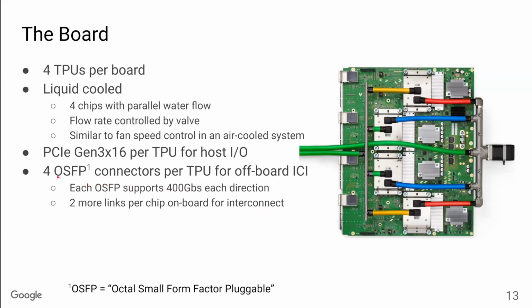And on the chip, oh, there it is, octal small form pluggable connectors are where the optical cables connect from these 4 chips to other trays of chips in the system. And each of these supports 400 gigabits in each direction.